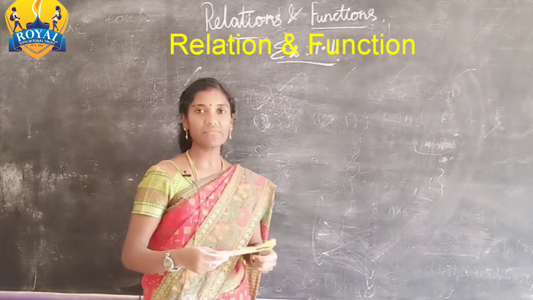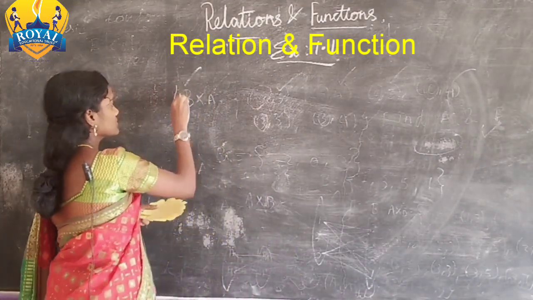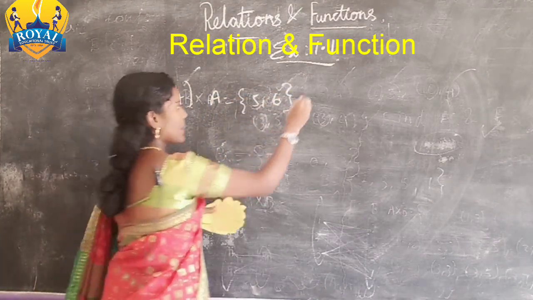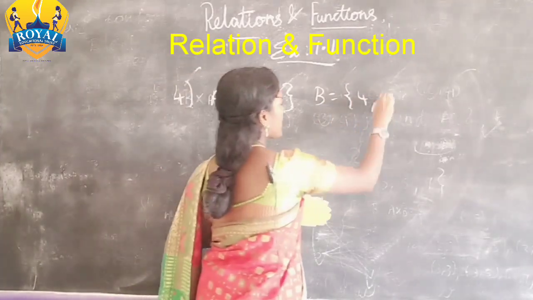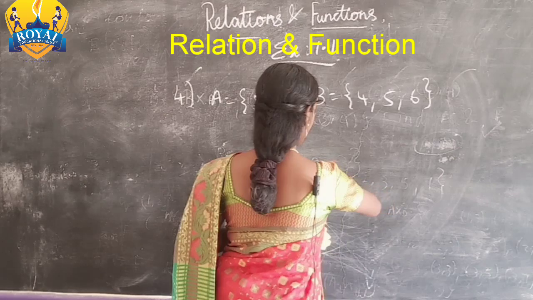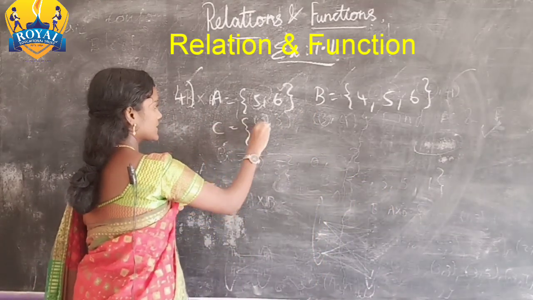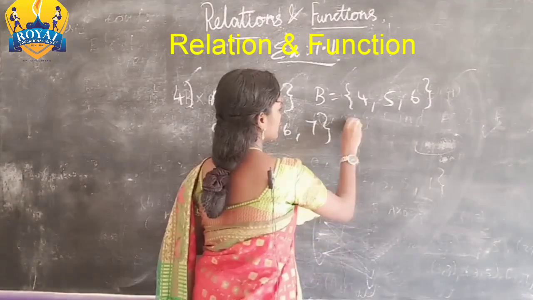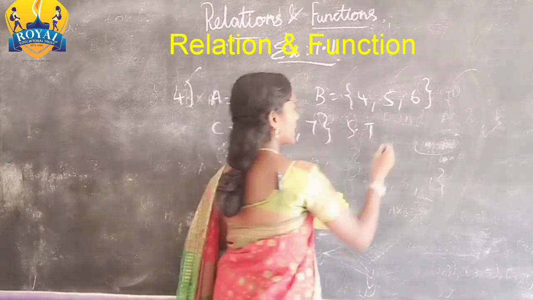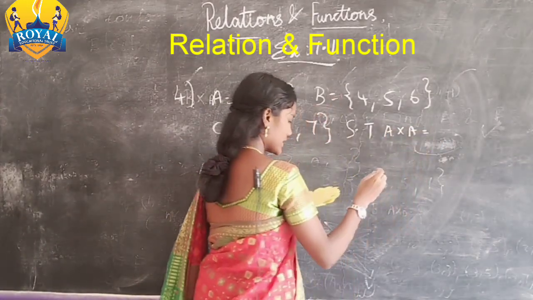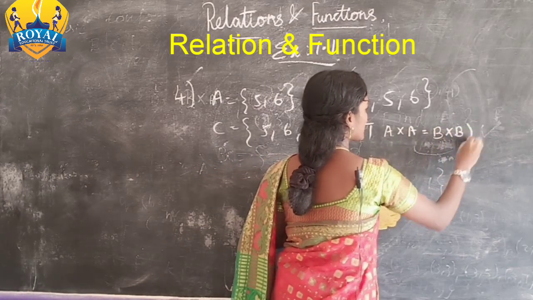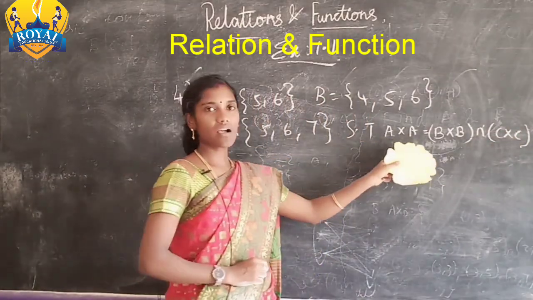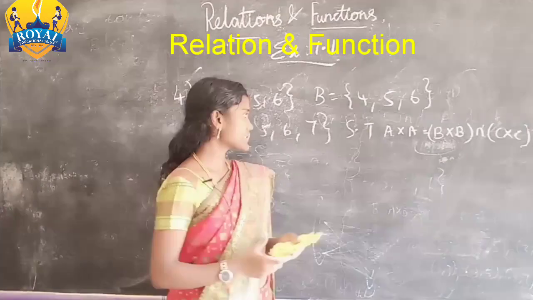The fourth sum is where you satisfy the condition. A is equal to 5, 6. B is equal to 4, 5, 6. C is equal to 5, 6, 7. So that means you have to prove A cross A is equal to B cross B intersection C cross C.